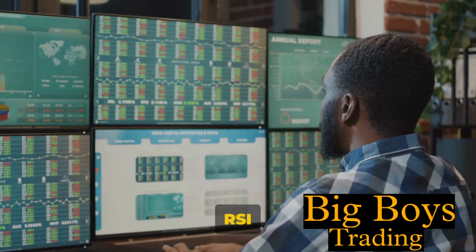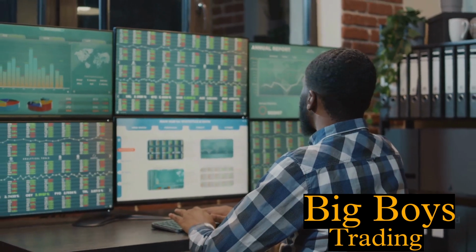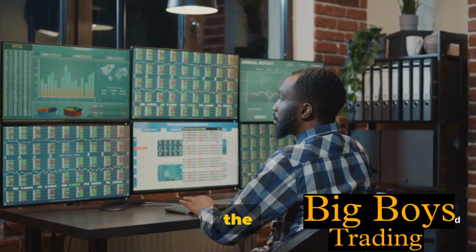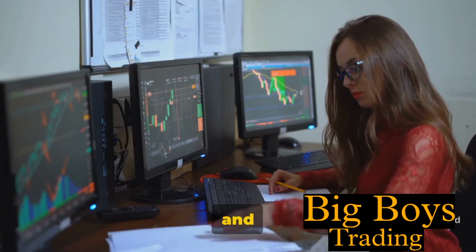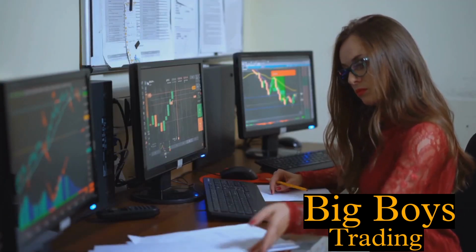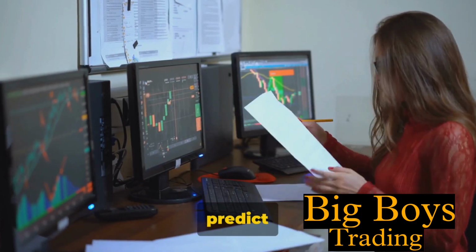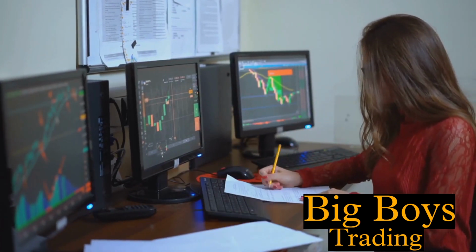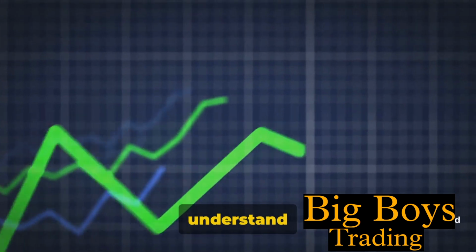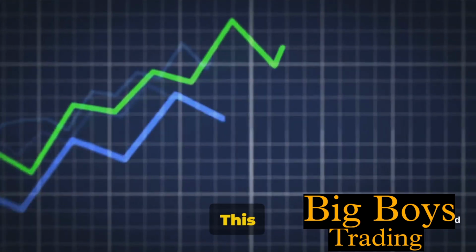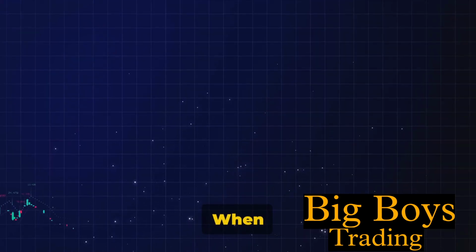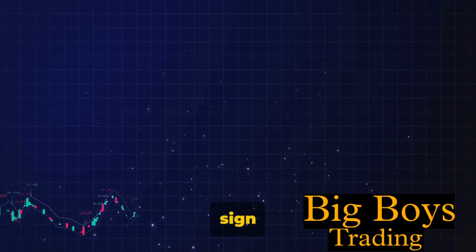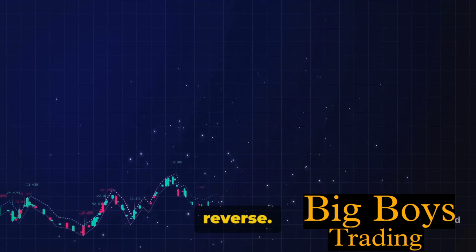How does one use the RSI for making trading decisions? Well, at its core, the Relative Strength Index is a momentum oscillator that measures the speed and change of price movements. It's commonly used by traders to predict potential reversals in the market. One key concept to understand is divergence. This is when the price of a stock is moving in one direction, but the RSI is moving in the opposite direction. When you spot a divergence, it could be a sign that the current trend is about to reverse.